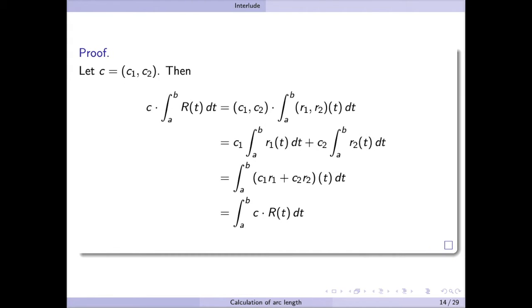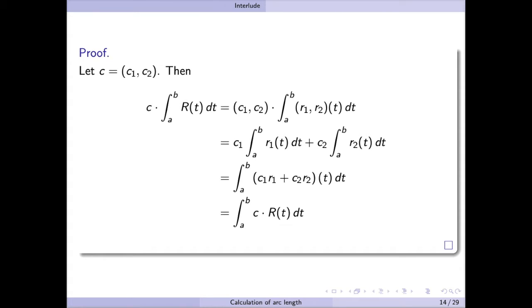For the proof, let C have components C1 and C2. Then the dot product of C with the integral of R of t from A to B equals C1, C2 dot the integral from A to B of R1, R2 of t. This in turn equals C1 times the integral from A to B of R1 of t plus C2 times the integral from A to B of R2 of t. This follows from the definition of the integral of vector valued functions and the dot product.